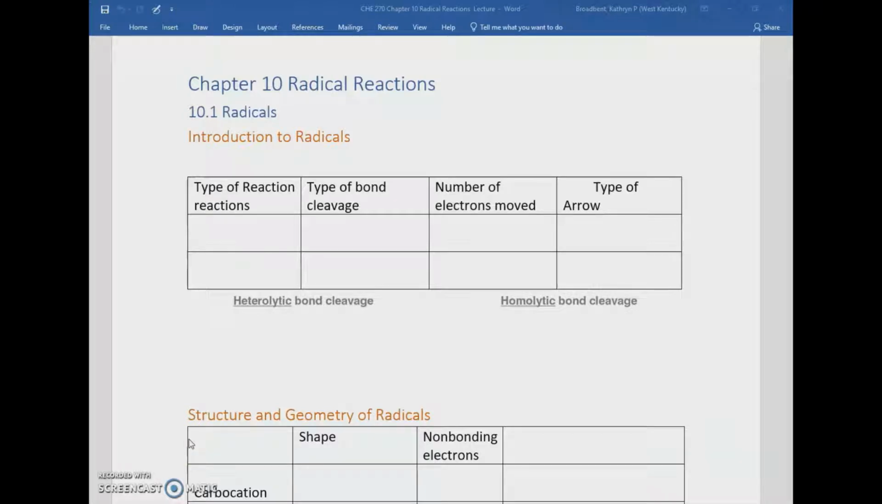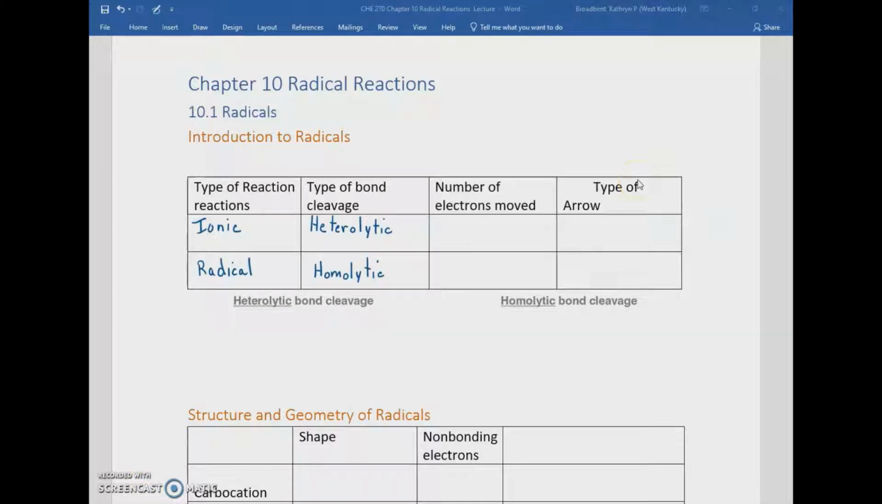So in this chapter, we're going to introduce radical reactions. Radical reactions involve radicals that have a single electron. In all the previous reactions we've had are ionic reactions, where we made ions, but now we're going to be making radicals. So let's look at the two types of reactions.